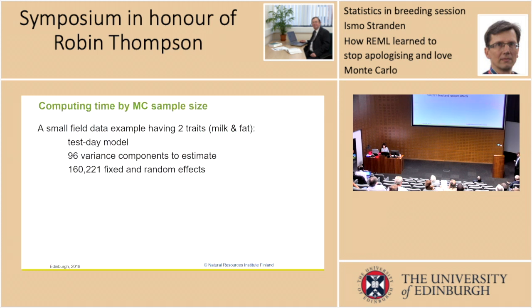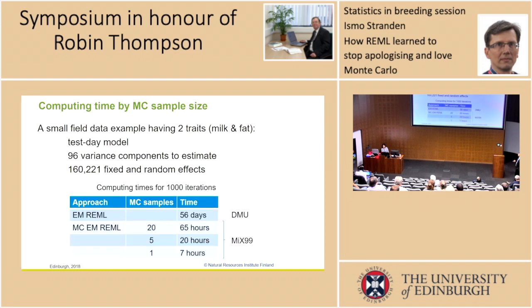And we used a small data example for this case, and it has about 96 variance components to estimate. And we get these kinds of results with just traditional REML with direct solving of the inverse matrix. It took 56 days. And then with the Monte Carlo REML, the same 1,000 iterations took 64 hours or 20 or 7 hours, depending on how many samples were taken.